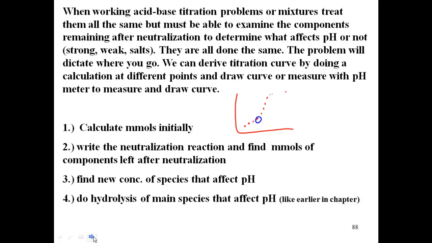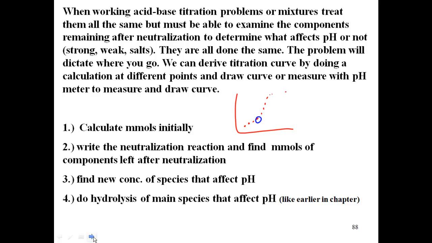First step, you're going to calculate the millimoles you initially have of every component. Second, you're going to write the neutralization reaction and find the millimoles of components after that neutralization. What's left to affect the pH? Third, you're going to find the new concentration of the species that affect the pH, only those things that are affecting pH. I'm not going to do everything, only the things I know are going to affect it. And last, you do the hydrolysis of the main species that affect pH.